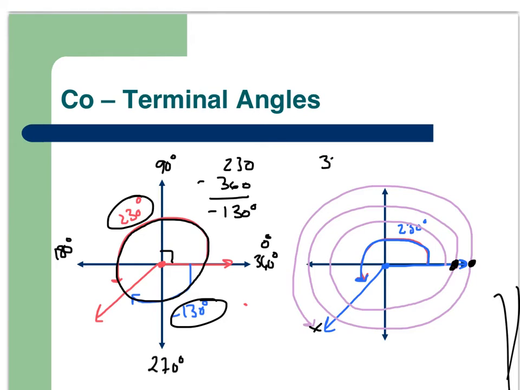So I take the two revolutions, and then I add the excess from the previous angle measurement, which was 230 degrees. If I take the 720 and the 230, that should be 950. So 720 and 230 is 950, and those are coterminal angles.